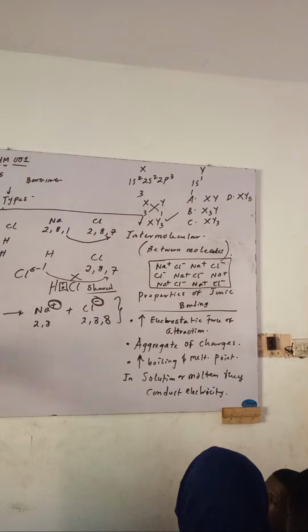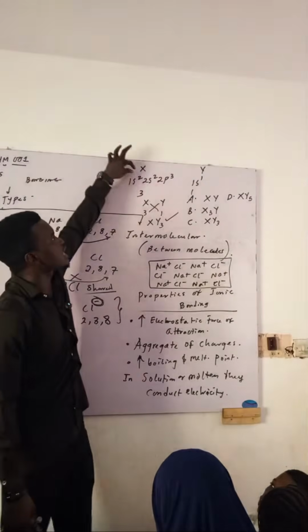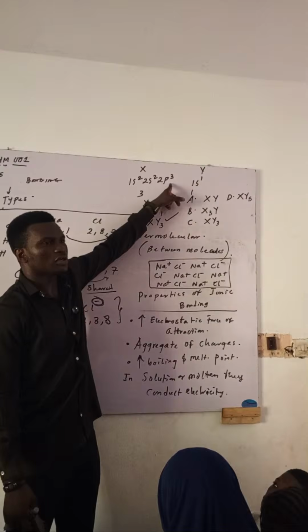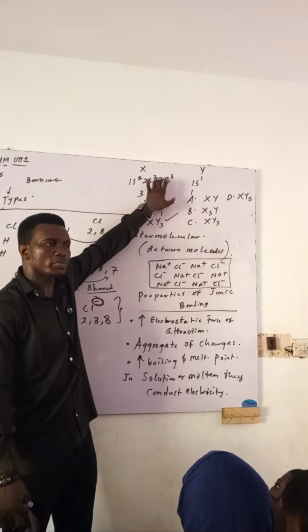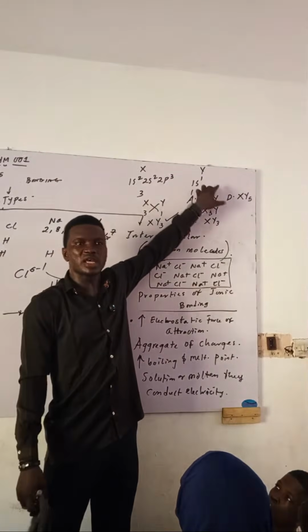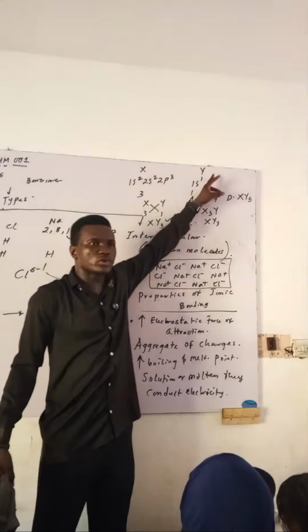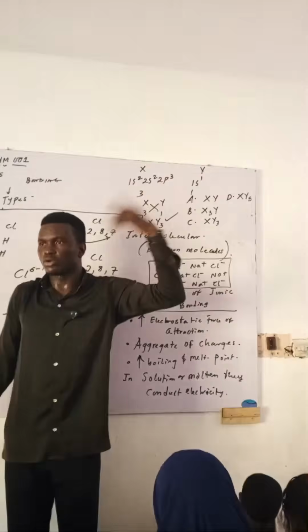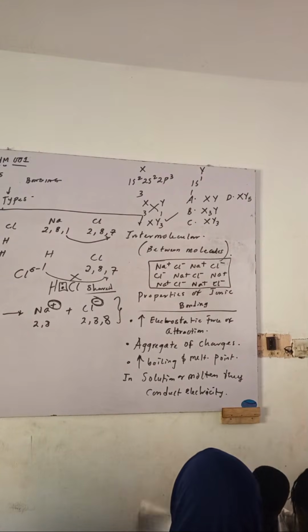This one is not about what type of bonds. But if they ask what type of bond exists here, you will look at it. X is 2, 5. That's a non-metal. This one is also a non-metal, so it is not ionic. The next one is covalent. So the type of bond that will actually exist is covalent. So let's move on to the next type. Do we get everything about ionic now? So the next one is covalent.